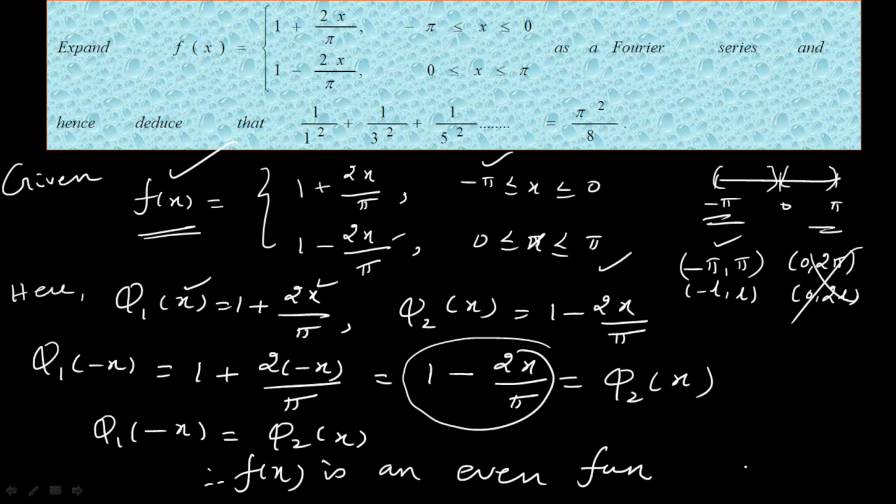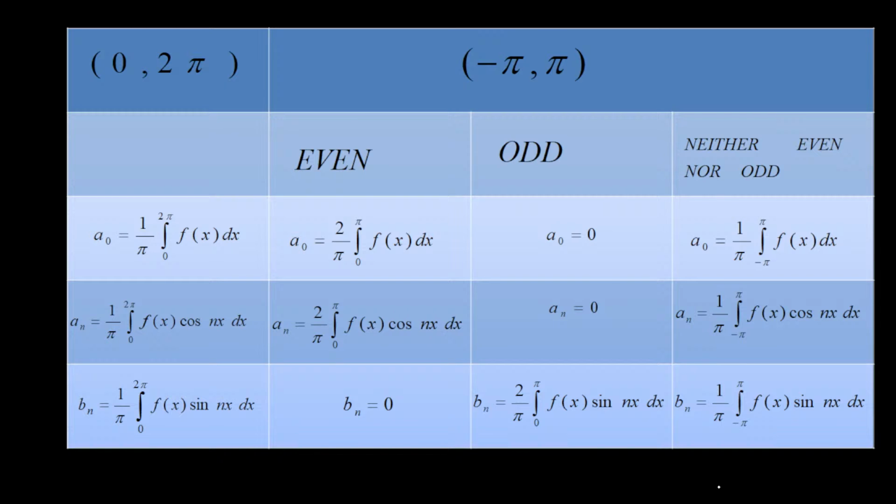If it is an even function, what does it mean? The value of bn becomes 0, isn't it? So let me show you the formula table for your understanding more clearly. Leave this interval, because now we are under the interval of type minus pi to pi. In minus pi to pi we have three categories, right? Either it is even, odd, or neither even nor odd. So now we are under this category. The given function is of even type. If it is of even type, we calculate only a0 and an. So no need to calculate the value of bn.